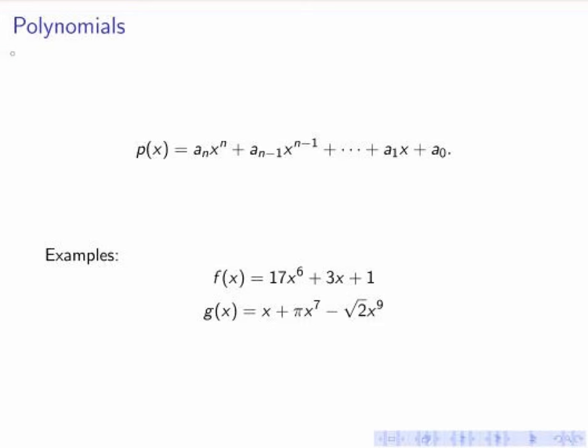Finally, just quickly about polynomials. Polynomials are made out of these terms x to the n, x to the n minus 1, down to the constant case. And the coefficients a_n minus 1 and so on are just real numbers. Examples are 17x to the 6 plus 3x plus 1, or x plus pi x to the 7 minus root 2 x to the 9.